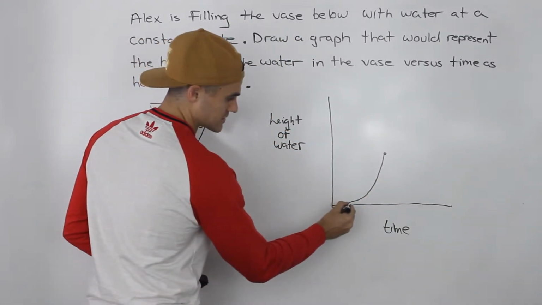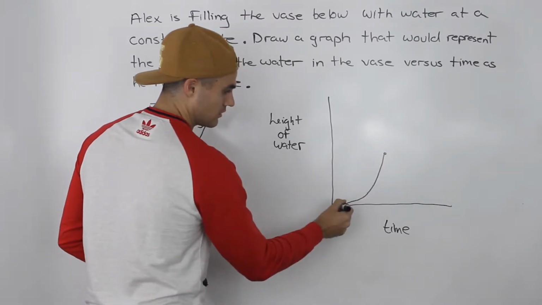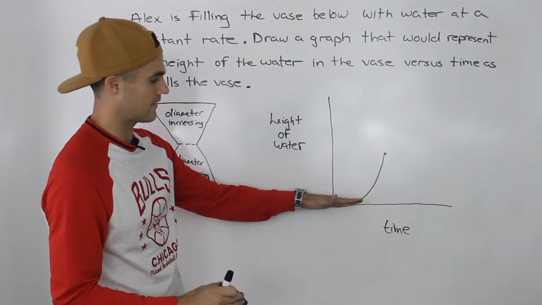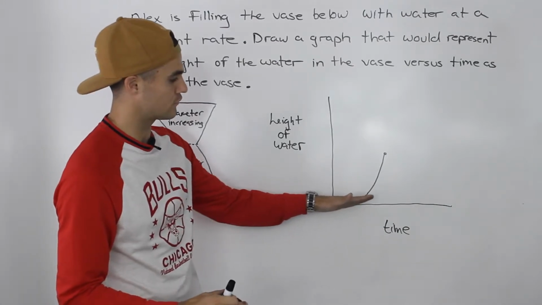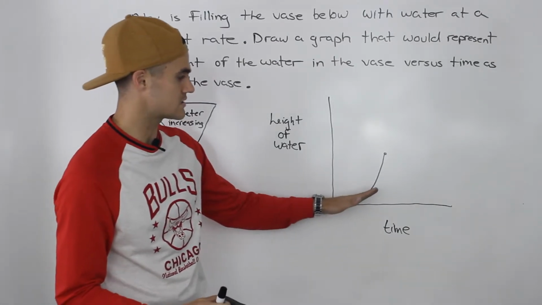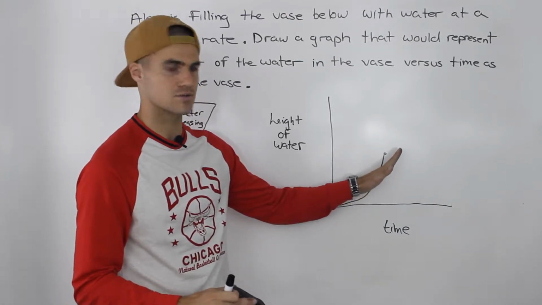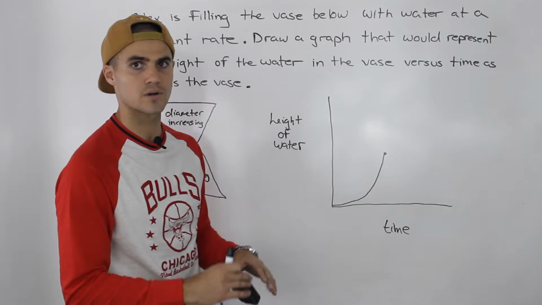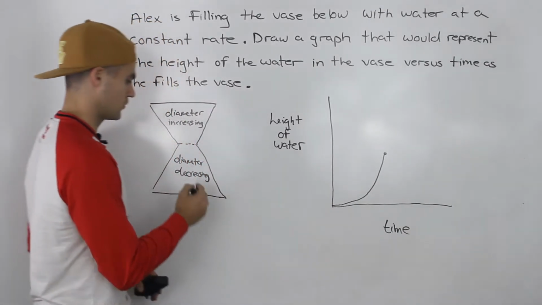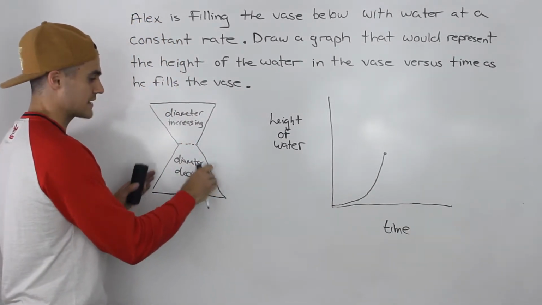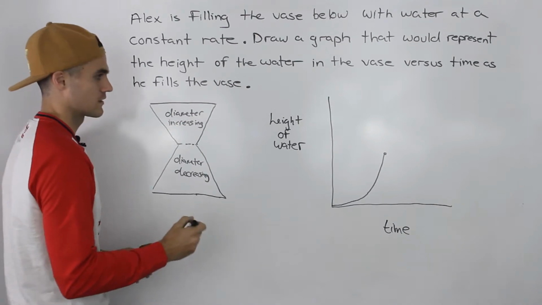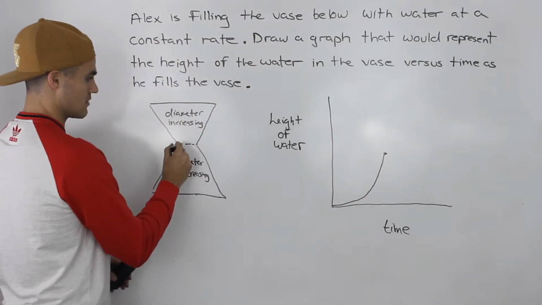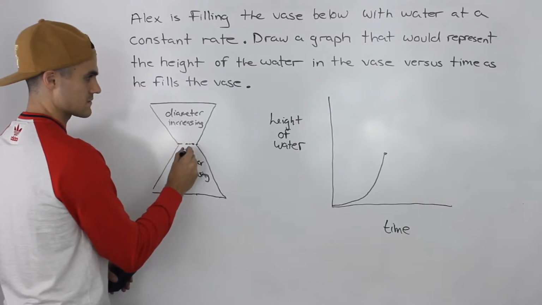Because if we draw slopes of tangents on this curve here, they'll be less steep at the beginning, and then as we move further and further on as time increases, the slopes of the tangents are going to increase, meaning that the height of the water is going to start increasing quicker, which makes sense. That's what happens when the diameter is decreasing. So then here, this point is going to represent this point here at the vase.